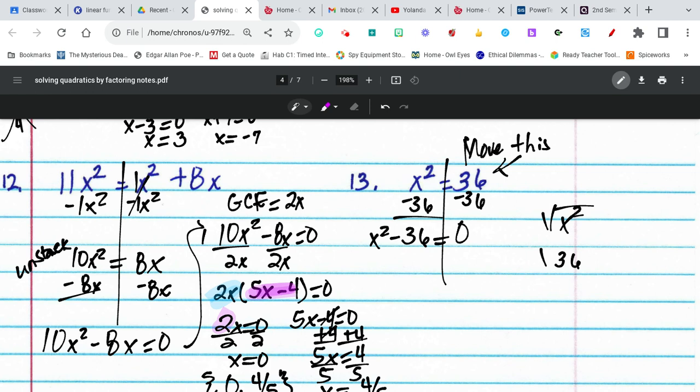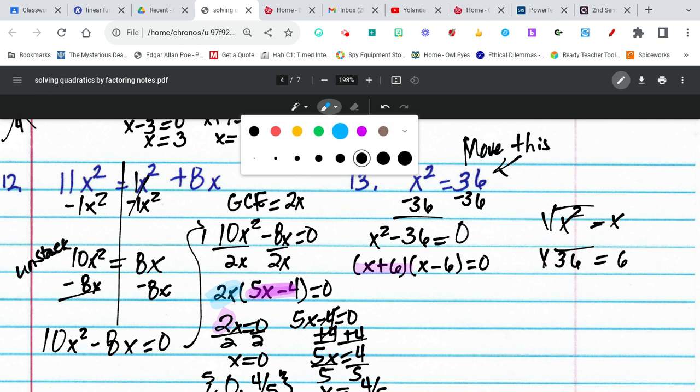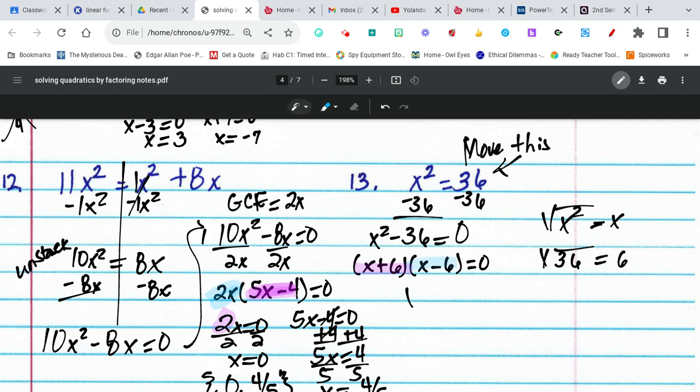I'm going to take the square root of each. I end up with x and then 6. So I'm going to write this as the sum and the difference with the terms x and 6. I take these two factors and I set them both equal to 0. So here I would end up with an x of negative 6.